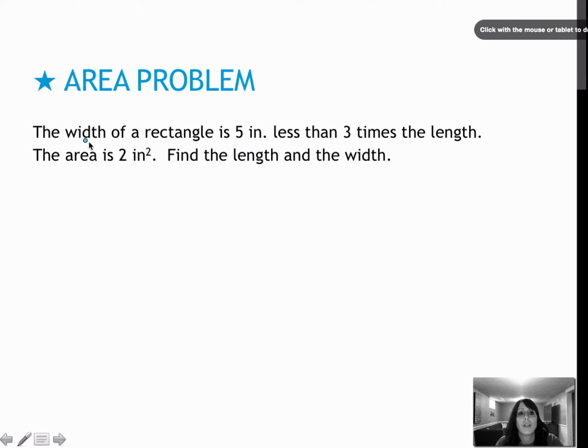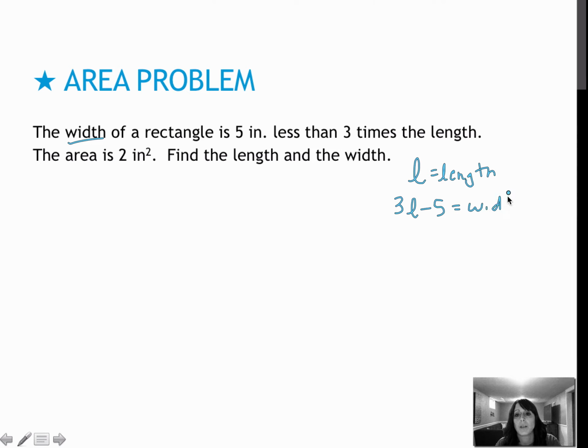Again, I'm dealing with a length and a width. Here I'm going to let L equal the length. I'm going to use my little curvy L so it doesn't look like a 1. And I know that the width is 5 less than 3 times the length. So I'm going to say 3 times the length minus 5 equals the width. And the area is 2 inches. So if area equals length times width, then 2 inches equals length of L times width of 3L minus 5.